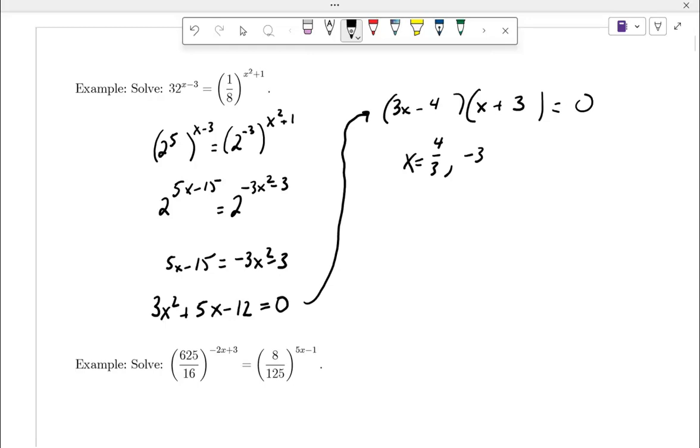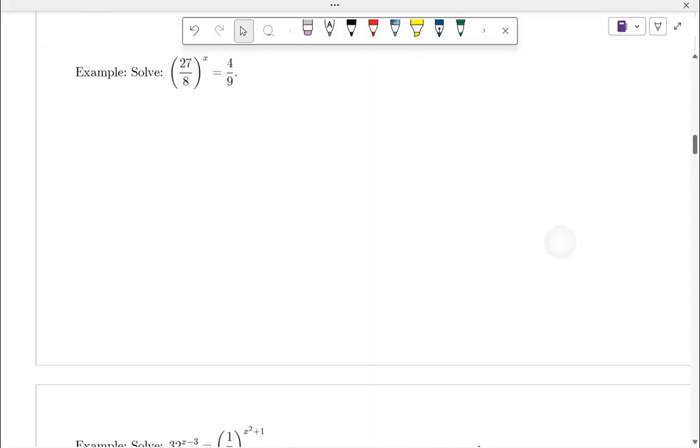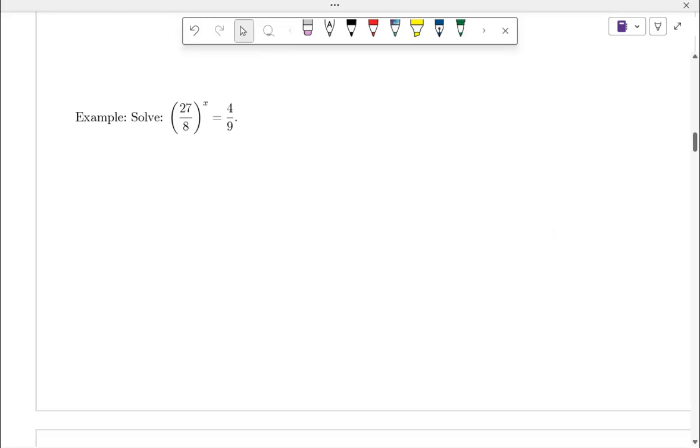Okay, let's go back up to the one I skipped a second ago. Go back up to the 27 over 8 equals 4 over 9. It looks kind of gross, but let's see if we can get there. Let's say you ignore the 27 and the 9, and just look at the 4 and the 8. Can you write the 4 and the 8 both as the same base?